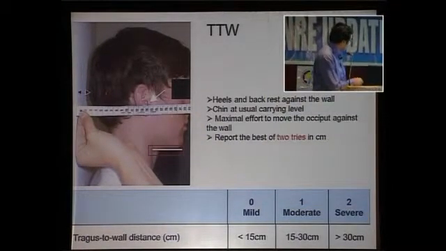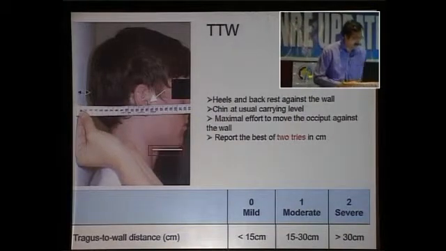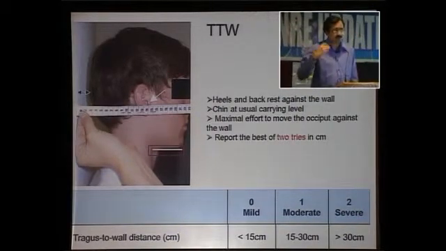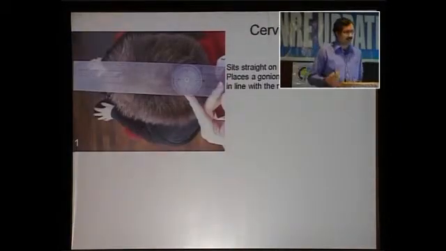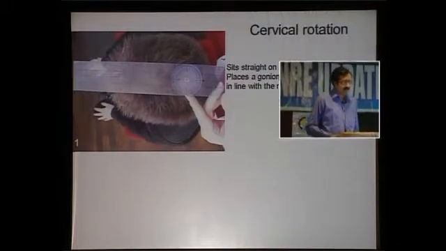And if the patient is bending forward, which happens in ankylosing spondylitis, tragus to wall distance will keep on increasing, and you give a higher score. Coming to cervical rotation, it assesses the mobility of the cervical spine.